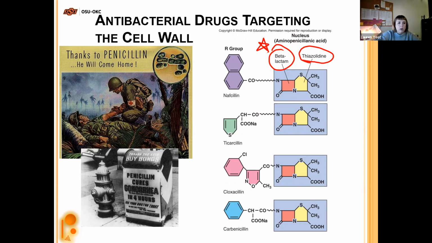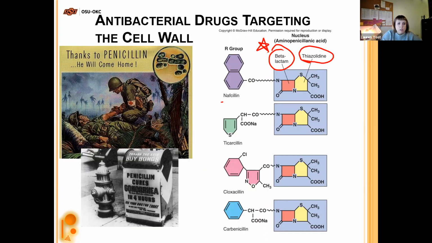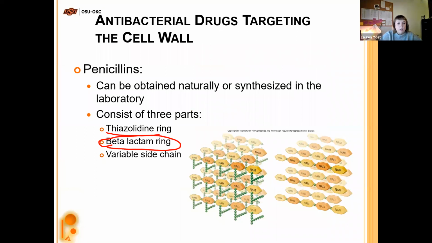Penicillin was naturally derived from mold, and nowadays we can synthesize it. It has three parts: the thiazolidine ring, the beta-lactam ring, and then a side chain off of this, the R group. So that's the structure of how it works. What it does is break down these cross bridges, so it just breaks them apart. Now we have our cell wall falling apart.